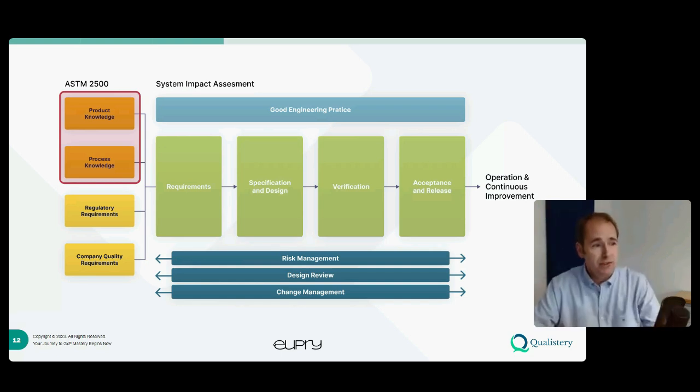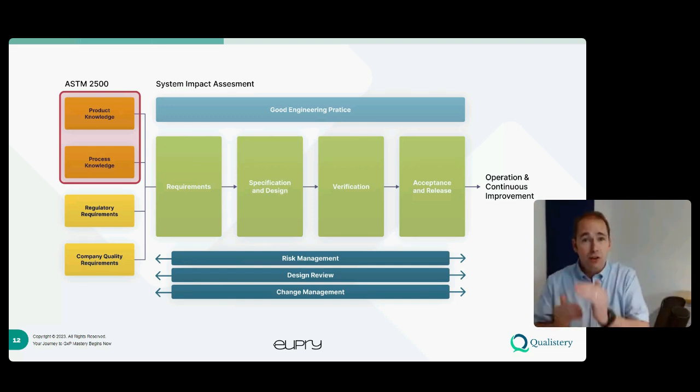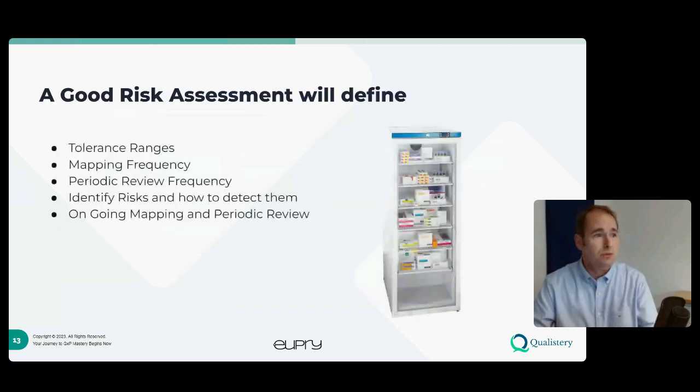So we've got our regulatory requirements, which also feed into that. And we also have any company requirements that you might have. But the product knowledge and the process knowledge is critical to make sure that we can control the temperature within that unit correctly. So we'll take those requirements through to the specification and design phase, and then we can move into verification. So that's where we do a lot of our temperature mapping studies. So this is all of that information feeding through until we get to the verification stage. And once that's accepted and released, that piece of equipment can then go into continuous use.